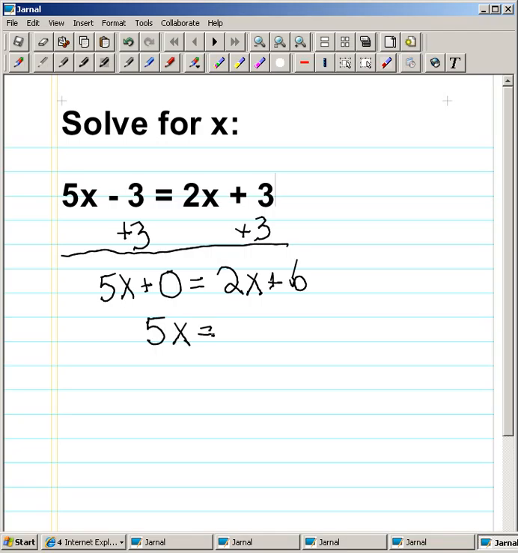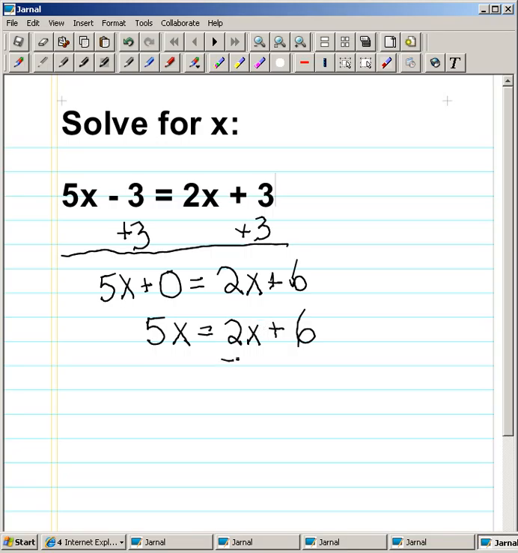2x plus 6 cannot be simplified. The 2x is a linear term, the 6 is a constant term, and since they are not like terms, they cannot be added together. At this point, I am still trying to get all the x's on the left-hand side. So I have to remove these x's from the right-hand side.